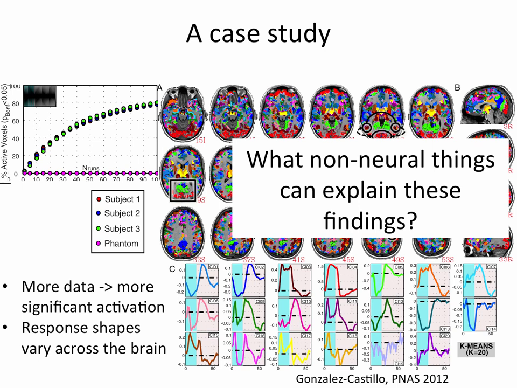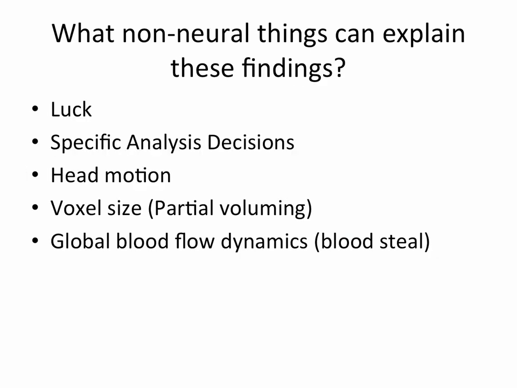Oh, time of day could be a factor. Anything else? Okay. So the list I started out with is luck. We got a few lucky subjects. It's just random that this happened. Then there are specific decisions we made in the analysis that bias us toward these results. There's head motion. There's the comment on CSF and white matter.